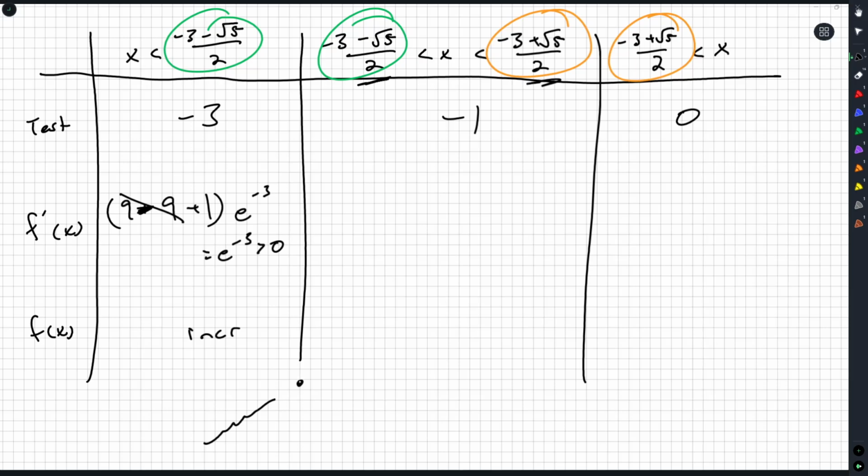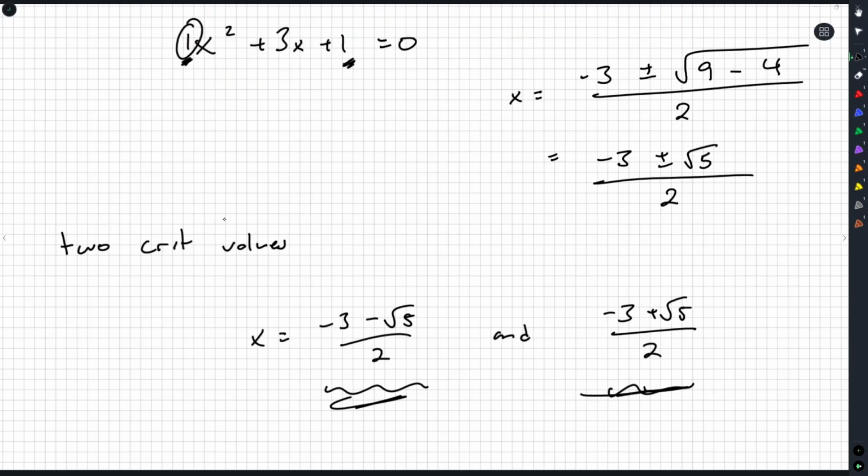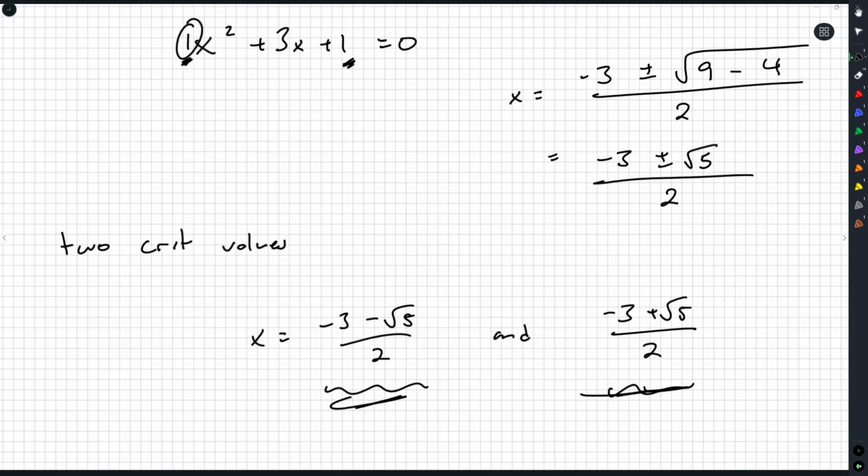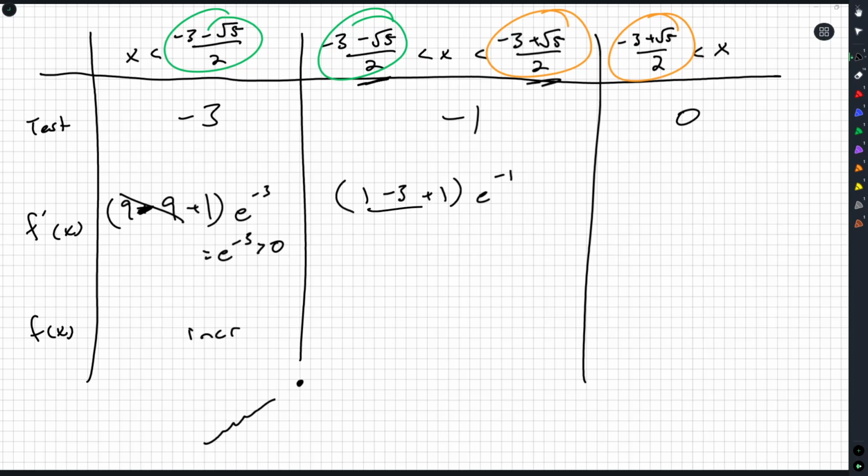And then we hit that critical point. What happens when we plug in -1? Well, -1 squared is 1, plus 3 times -1 is -3, plus 1, times e to the x. We're just plugging everything into our f prime here. So that's going to be 2 minus 3, so that's -1 times e to the -1, or -1 over e. That's negative. And so f of x is decreasing after this critical point, which means, and I like drawing the little visualization here, that it's a local maximum. Hooray!